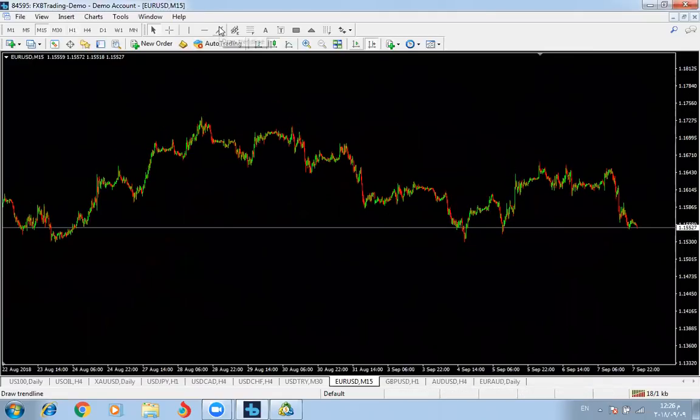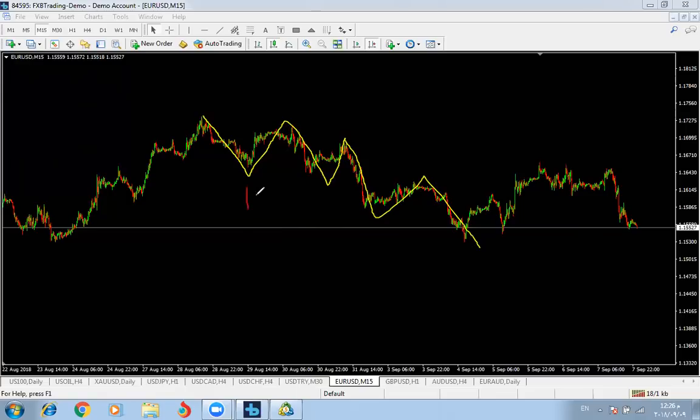I told you in the last video that this was an ABC movement, but actually it was not an ABC. This is A, B, 1, 2, 3, 4, 5, and this corrective count is not right. The right count is like this. This is 1. This is 2 in the form of running flat. This is 3, this is 4, and this is 5. So I will make it more clear.